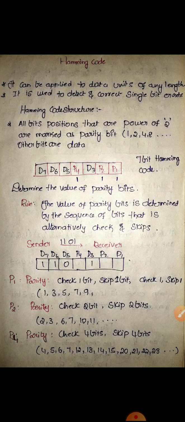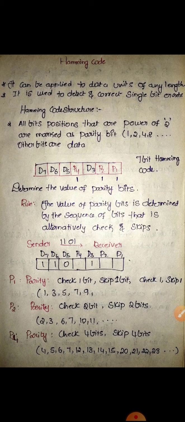So for that we are going to use Hamming codes. It can be applied to a data unit of any length of the sequence. Hamming codes can apply to any data unit of any length, but they can detect and correct only single bit errors.